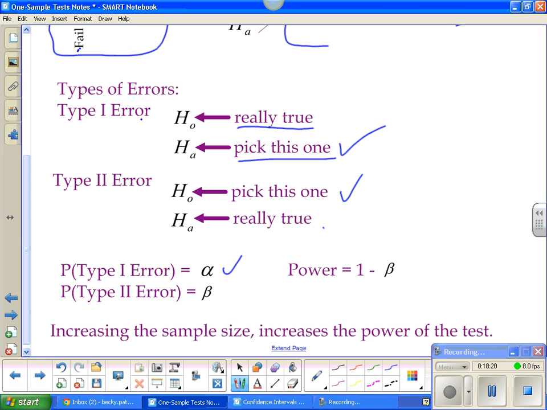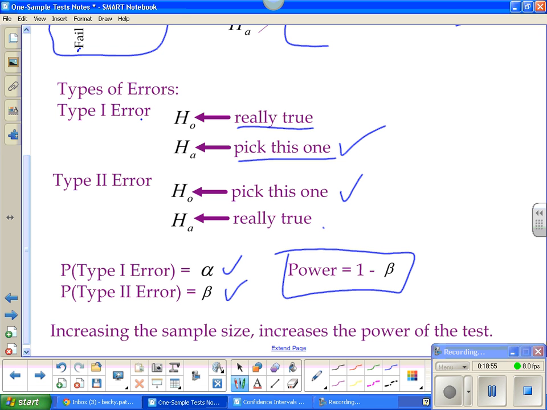Alpha is the probability that there's a type 1 error. Put that in your brain right now. Alpha is the probability that there's a type 1 error. Beta, which we didn't use that much, is the probability that there's a type 2 error. Power of a test, y'all remember him? Vaguely. We didn't do a lot with him, but he's there. He's not on your formula sheet. That's something that needs to go in your brain. Increasing the sample size increases the power of the test. Is that logical? Increasing the sample size increases the power of the test.